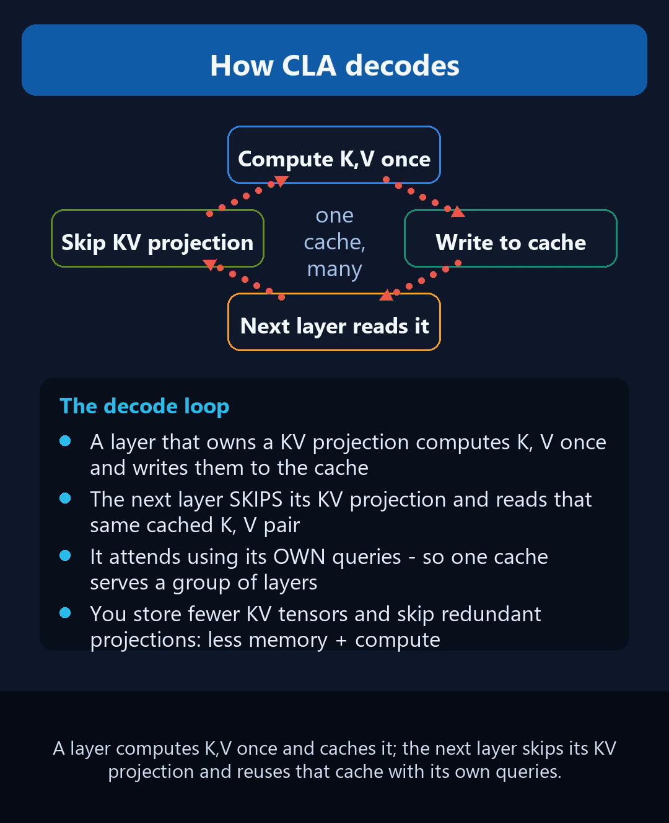Let's watch it at decode time. A layer that owns a key-value projection computes its keys and values once and writes them to the cache. The next layer skips its key-value projection entirely and simply reads that same cached key-value pair, using its own queries. So one computed cache serves a group of layers. You store fewer key-value tensors and you skip redundant projections, saving both memory and a little compute on every step.